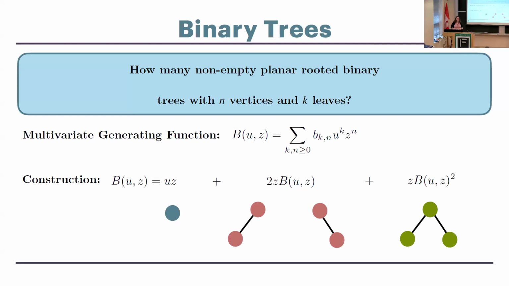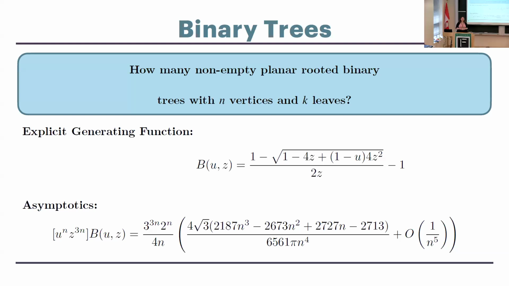Similar to what we saw in Torrin's talk with the bivariate generating function, we have our coefficient b_{k,n}, which is going to be the number of non-empty planar rooted binary trees with n vertices and k leaves. Our u to the k, where k is the number of leaves, and then we have z to the n, where z represents our vertices. We can use a typical construction. We saw an example of one of those in Torrin's talk. I won't go through the details of this construction, but using that construction and the quadratic formula, we can get an explicit generating function that we see here.